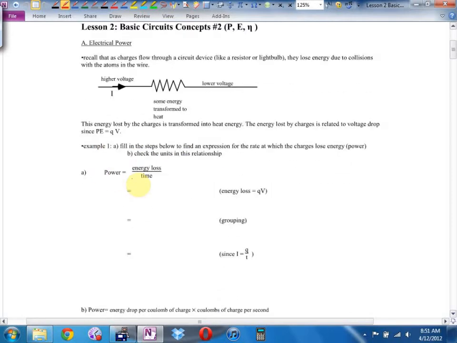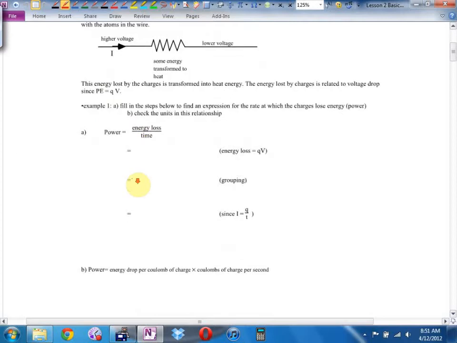Example one, it says, fill in the steps below to find an expression for the rate at which the charges lose energy, for the rate at which work is being done. Power. Power is energy loss over time. Power is work over time. So this is energy loss. This is how much power is going from the circuit into the device. That's energy that's lost from the circuit that's going into lighting the bulb or running the iPod or whatever.